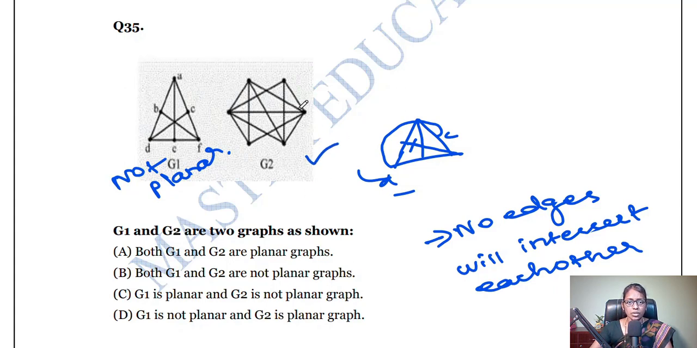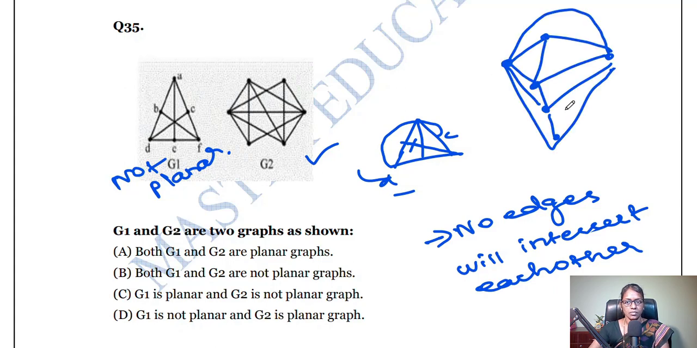It will look like a cuboid. So the G2 graph can be represented like this. If we draw it like this, no edges are intersected. We just have to remember this. So G1 is not a planar graph, but G2 is a planar graph.